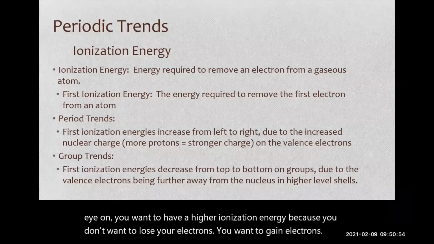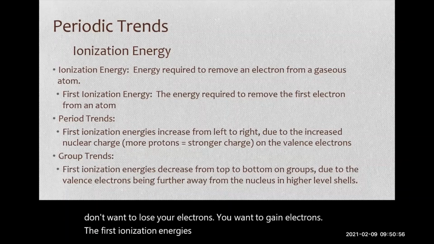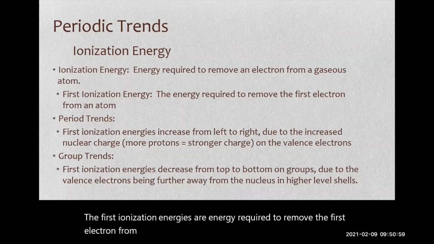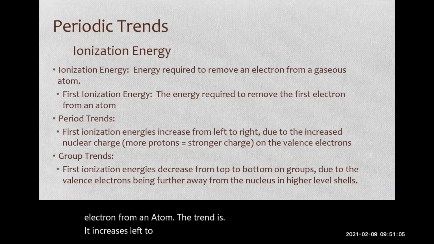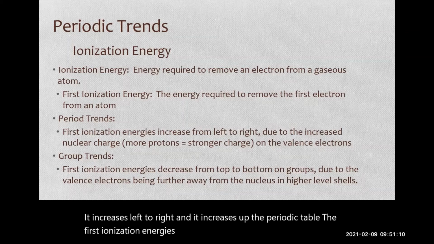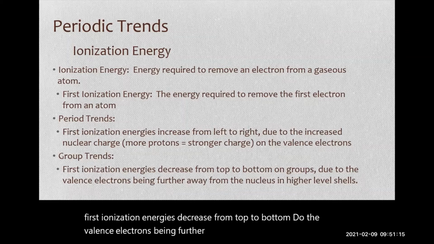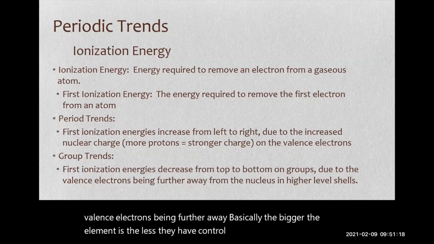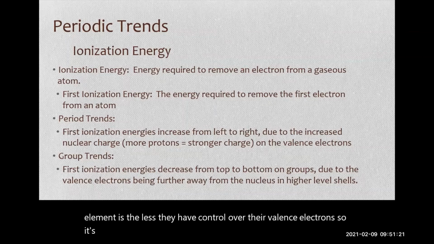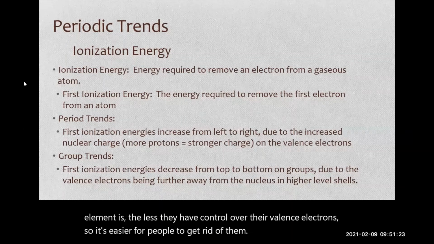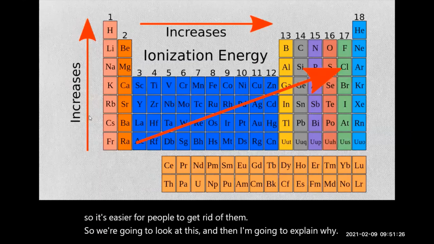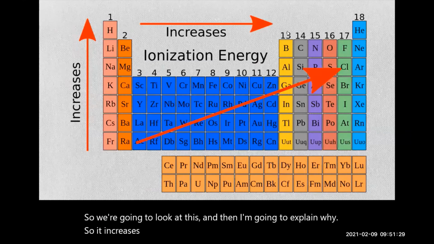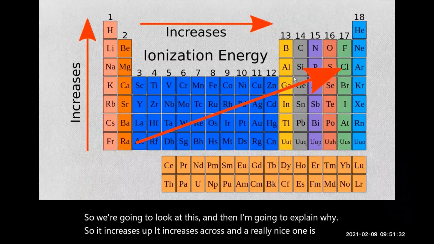So the first ionization energy is the energy required to remove the first electron from an atom. The trend is it increases left to right, and it increases up the periodic table. The first ionization energy decreases from top to bottom due to the valence electrons being further away. Basically, the bigger the element is, the less control they have over their valence electrons, so it's easier to get rid of them. So we're going to look at this, and then I'm going to explain why. So it increases up, it increases across, and a really nice one is going from francium to fluorine.